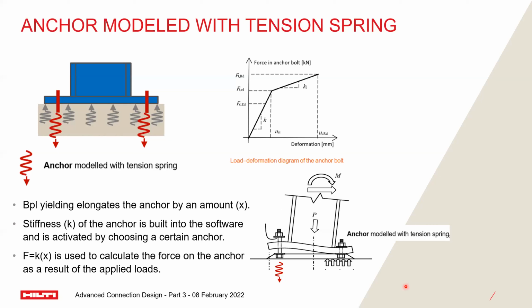The designer chooses a certain anchor, and the stiffness of that anchor, which was K, is associated with the spring. The product of the anchor stiffness, activated as the user chooses an anchor, and the measured spring displacement is used to calculate the tensile forces transferred to the anchors. Again, remember the formula that we discussed in the previous slides: F equals K multiplied by X. Again, X is the elongation of the anchor spring, or tension spring, and K is the stiffness of the anchor.